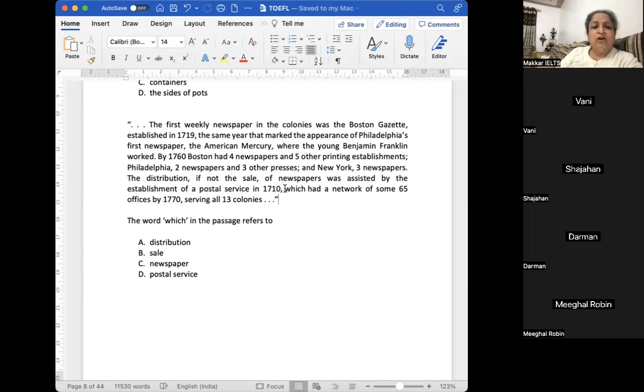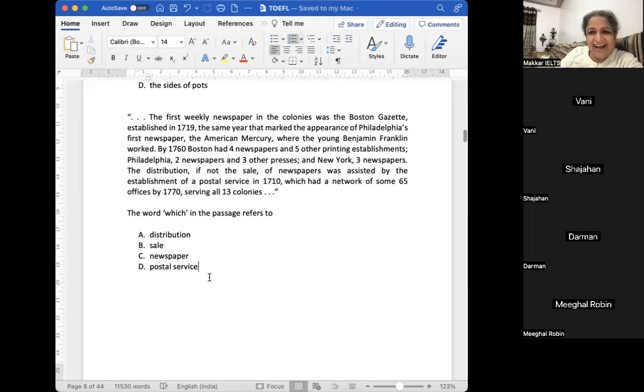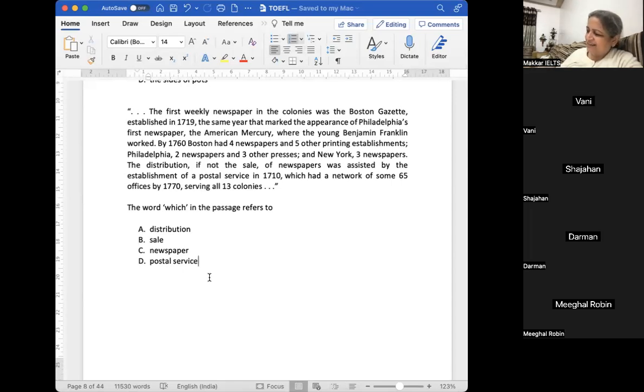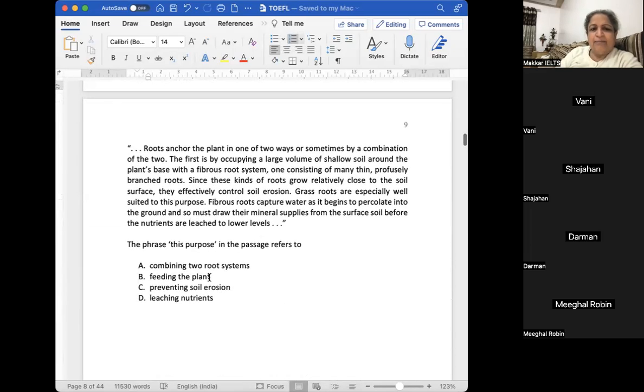Now, which in the passage refers to distribution, sale, newspaper, or postal service? Postal service. Clear? Yes? Is it clear to all? Because 'which' means for what, so you know, is this easy or difficult? Reference question. Easy. You get 0 to 2 in the passage, in your reading. Another example.